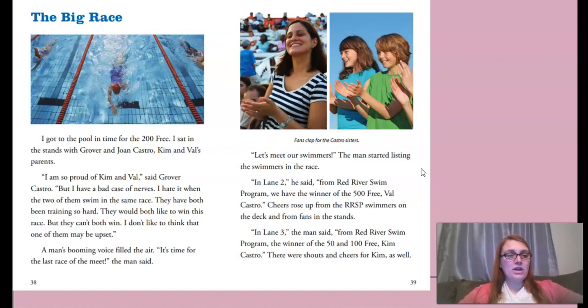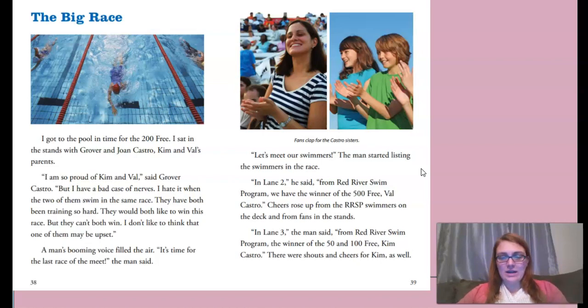They have both been training so hard. They would both like to win this race, but they can't both win. I don't like to think that one of them may be upset." A man's booming voice filled the air. "It's time for the last race of the meet," the man said. "Let's meet our swimmers." The man started listing the swimmers in the race.